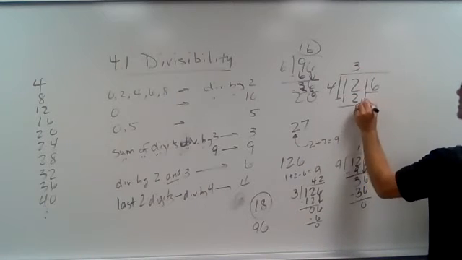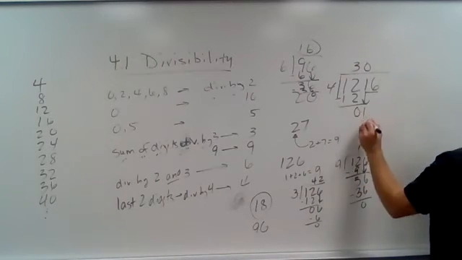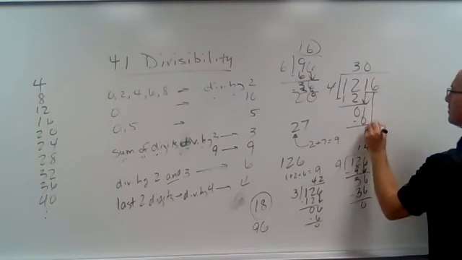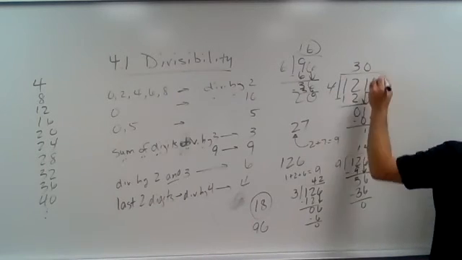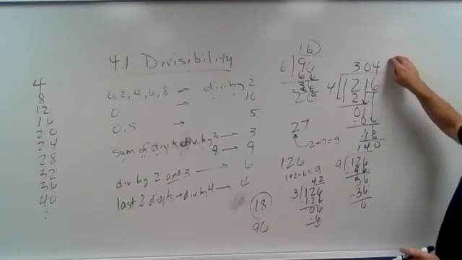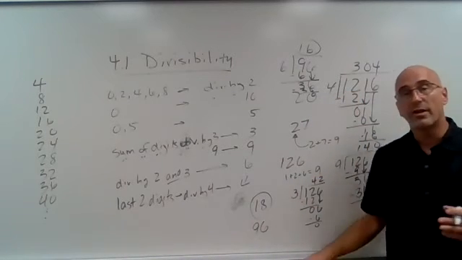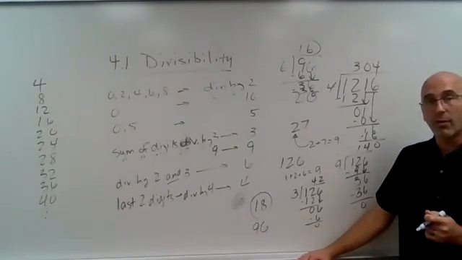Subtract, we get 0. Bring down the 1. Does 4 go into 1? 0 times. Do our subtraction. Bring down the 6. Does 4 go into 16? Yes. And we end up with 0, nothing left, a whole number. So therefore, 1,216 is divisible by 4.